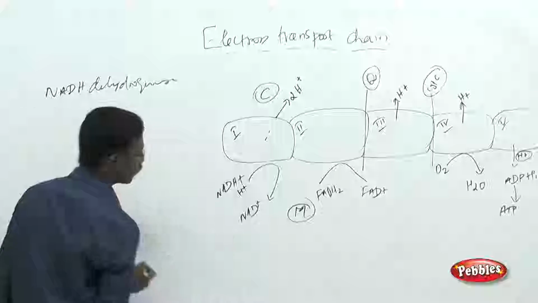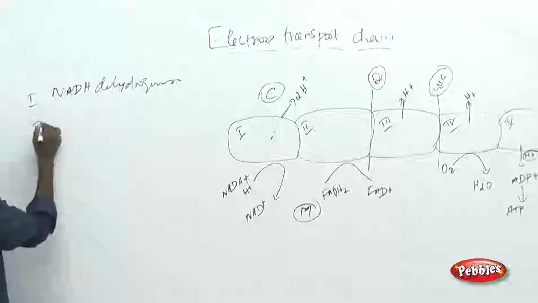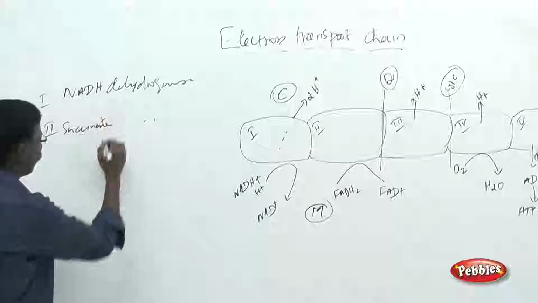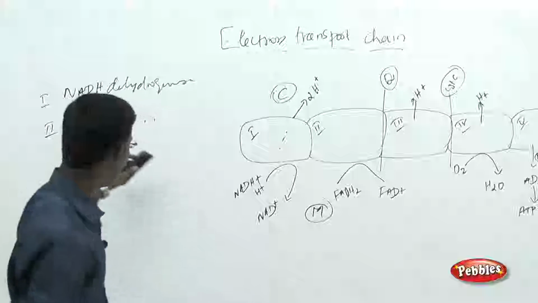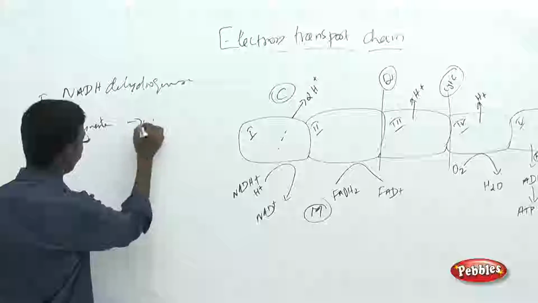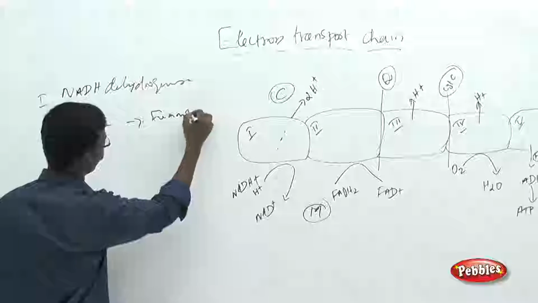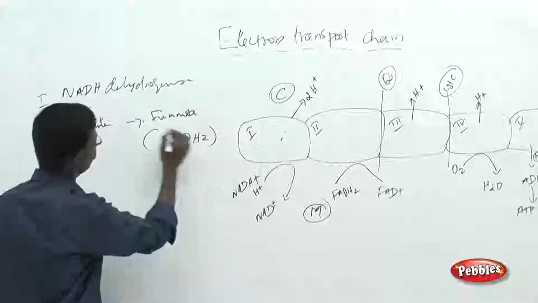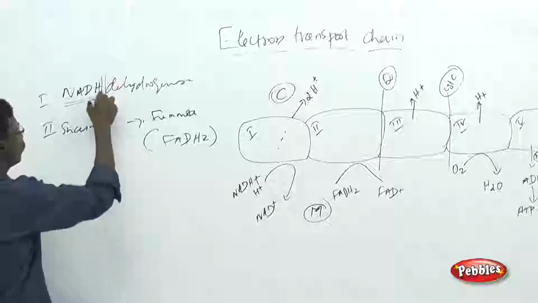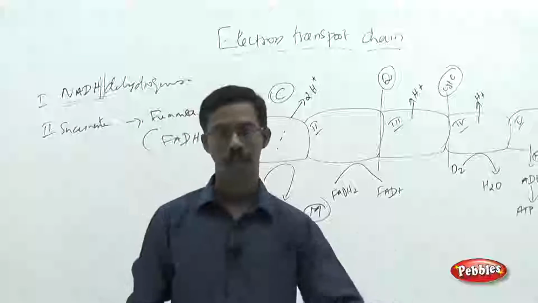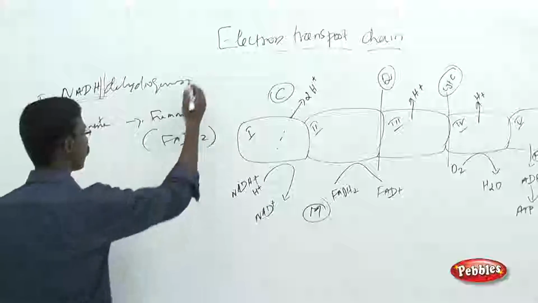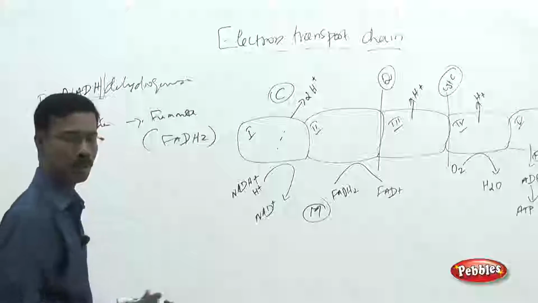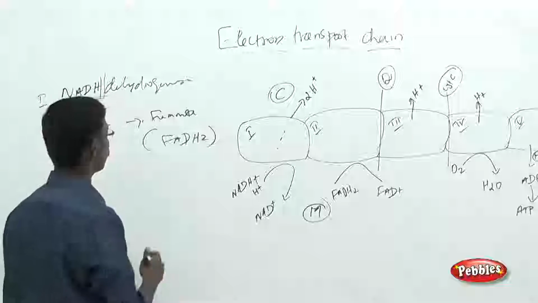And the second complex over here is succinate dehydrogenase. As I told you in the Krebs cycle, succinate is converted to fumarate, which releases the product FADH2, and NADH is released from glycolysis and from the Krebs cycle. As we all know, in each cycle 3 NADH molecules are released, and for a single glucose molecule 6 NADH molecules are released in the Krebs cycle.